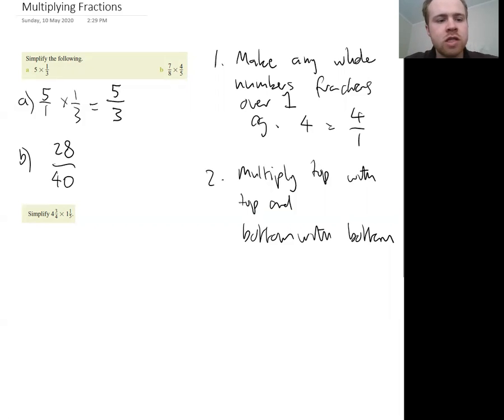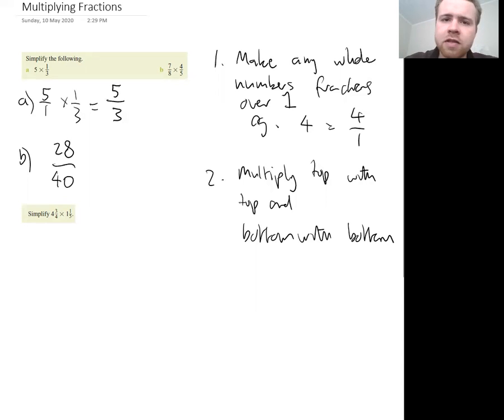So remember, the way that we simplify fractions is we think, what are the common factors of the top and bottom numbers here? So then we've got to think, how can we divide both the top and the bottom by the same number to get a simpler fraction? So we've got to find the highest common factor of these two numbers.